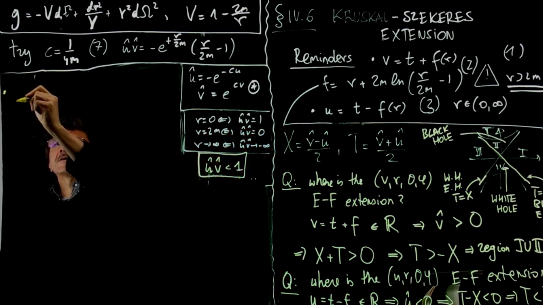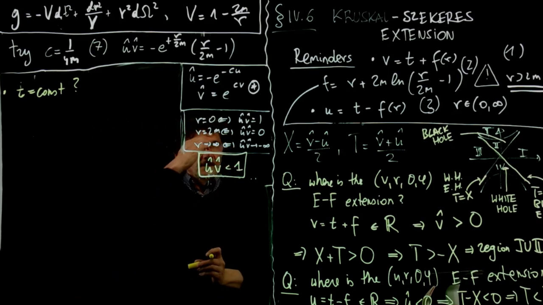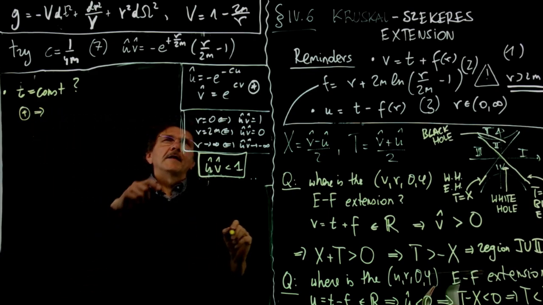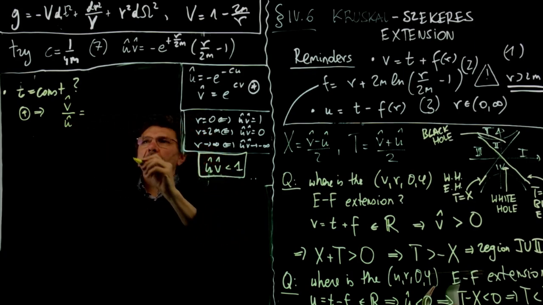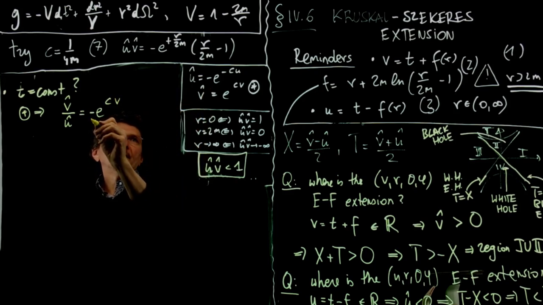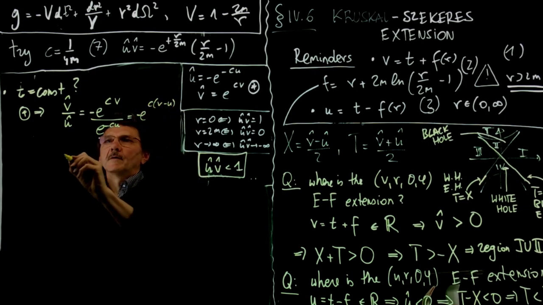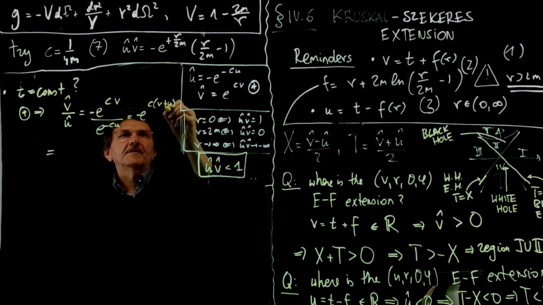Let's see. So the next question, t equal constant. So if we go to star, and if we look at v hat divided by u hat, then this is going to be minus e to c v divided by e to minus u, so it's minus e to c (v minus u), and minus (v minus u) plus u. Okay, that's the point, plus u.